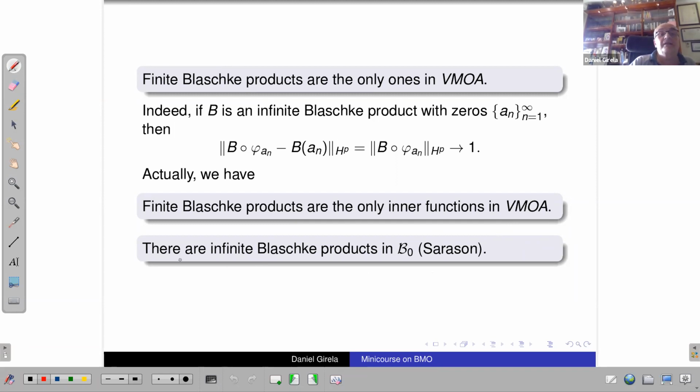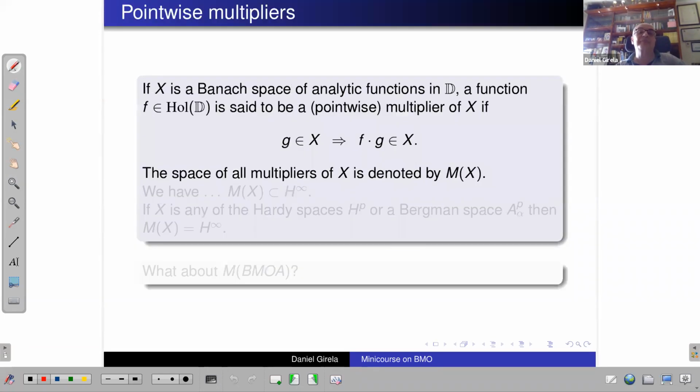Sarason proved that this is not true for the little Bloch space. There are infinite Blaschke products in the little Bloch space. Okay, so let's speak a little bit about multipliers. I have said that any Blaschke product is in VMO because VMO ∩ H∞ is contained in VMO.